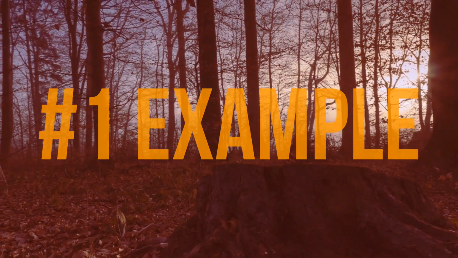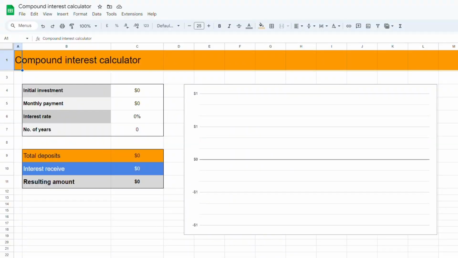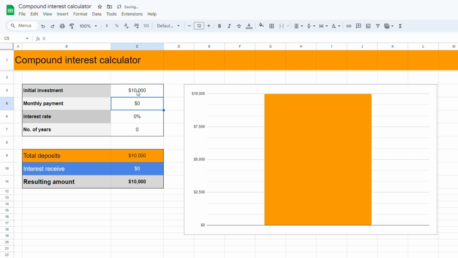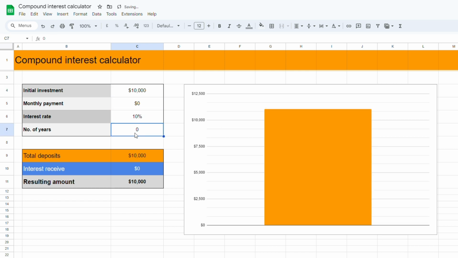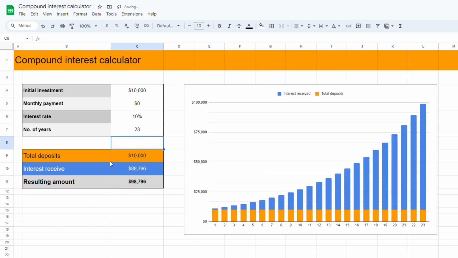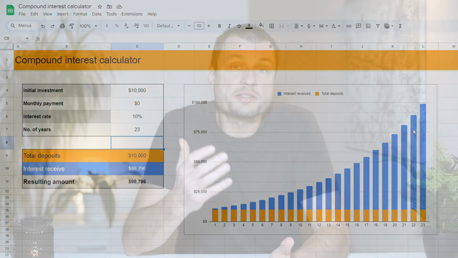First example, a one-time deposit of $10,000, that's it. If we invested $10,000 at 10% interest, we would need roughly 23 years for our investment to appreciate to $100,000 due to compound interest. As shown in the table, I invest $10,000 in one lump sum and receive interest of $88,796. While it's no miracle that after 23 years we will appreciate our $10,000 to $100,000, it's absolutely worry-free.